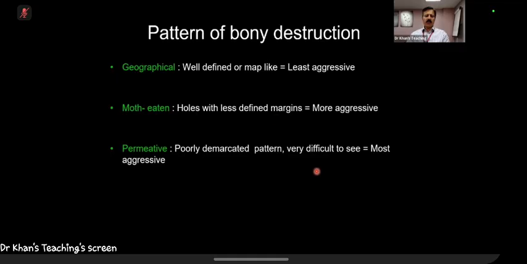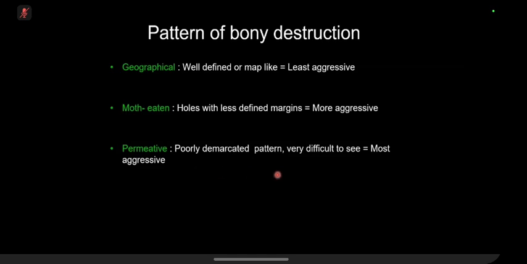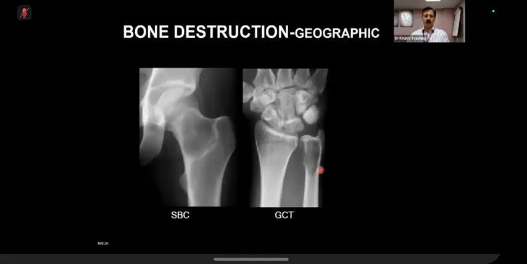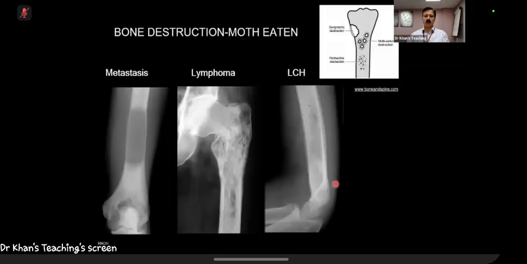So the next heading is pattern of bone destruction. The geographical pattern is least aggressive, moth-eaten is more aggressive, and permeative is the most aggressive. So these are examples of geographical bony destruction: simple bone cyst and a giant cell tumor. This, on the other hand, is an example of moth-eaten.